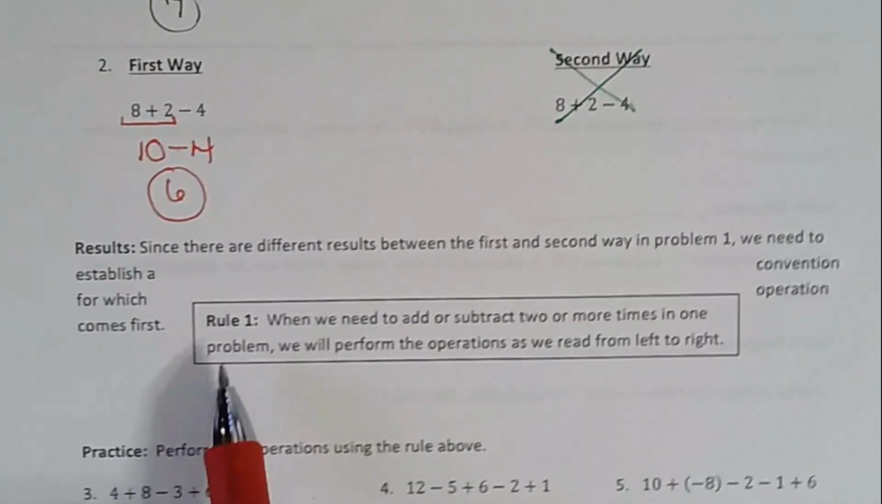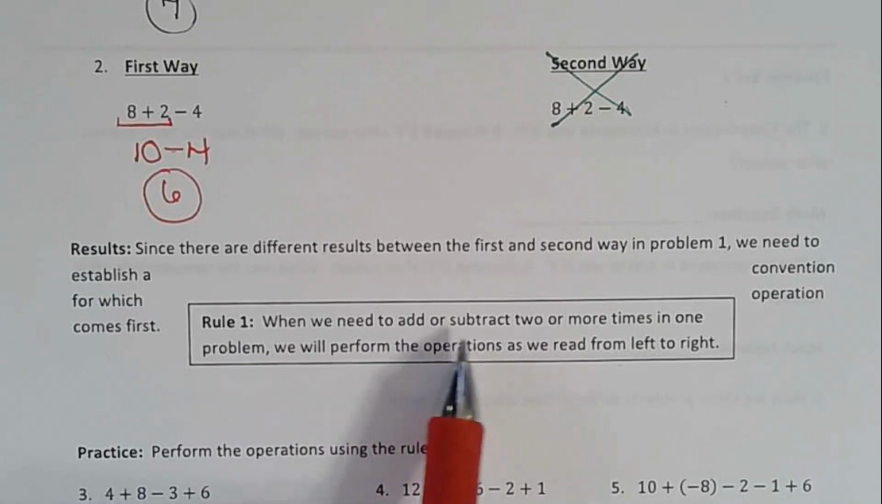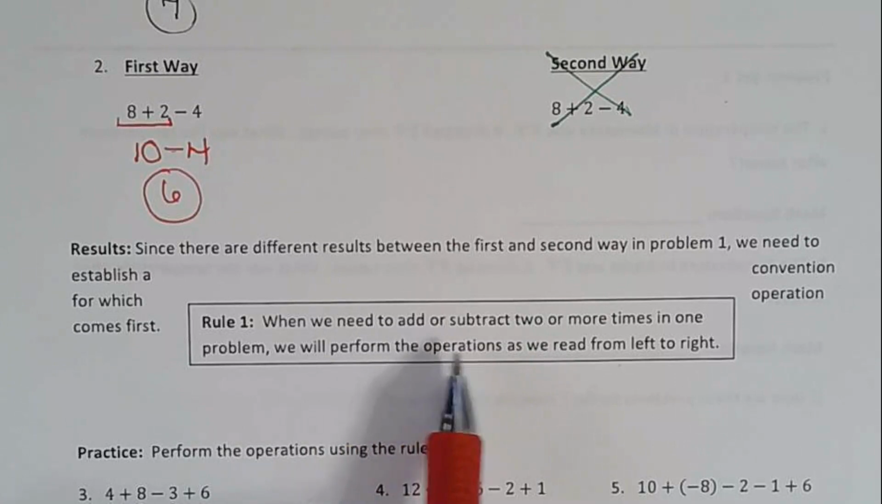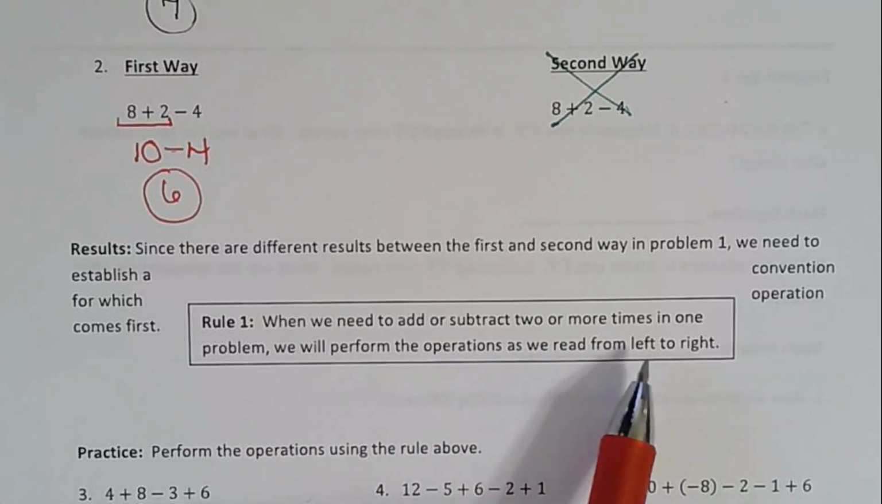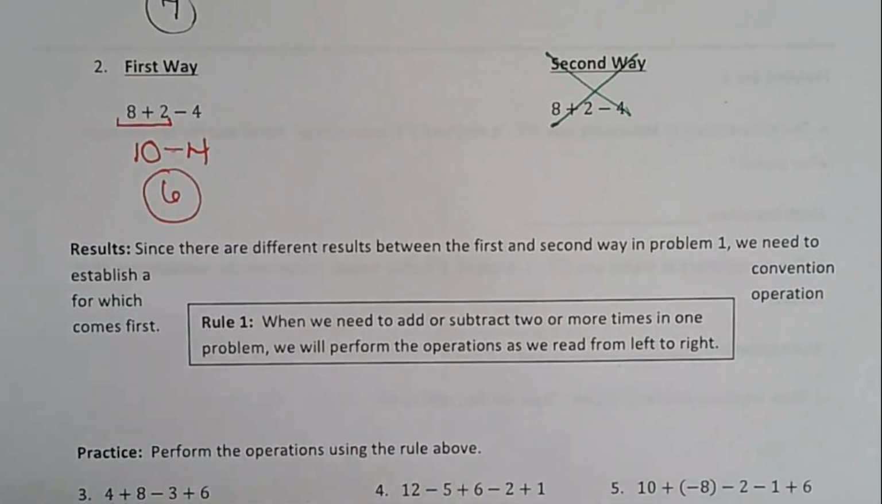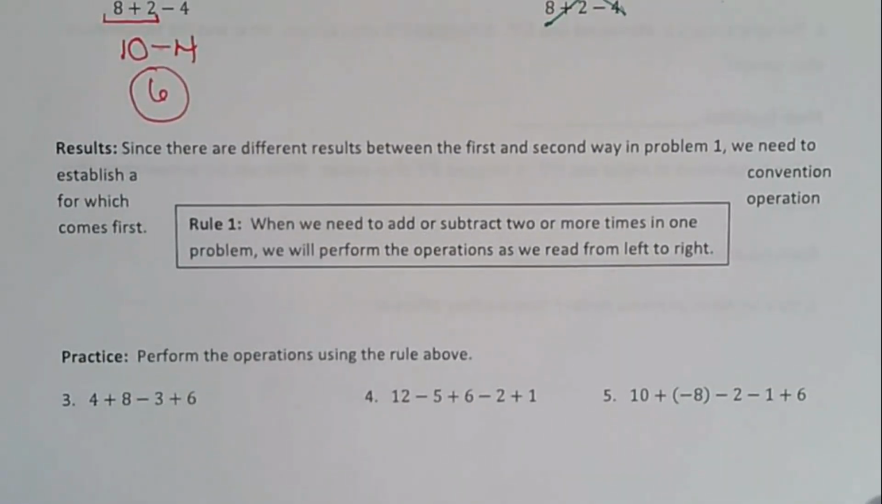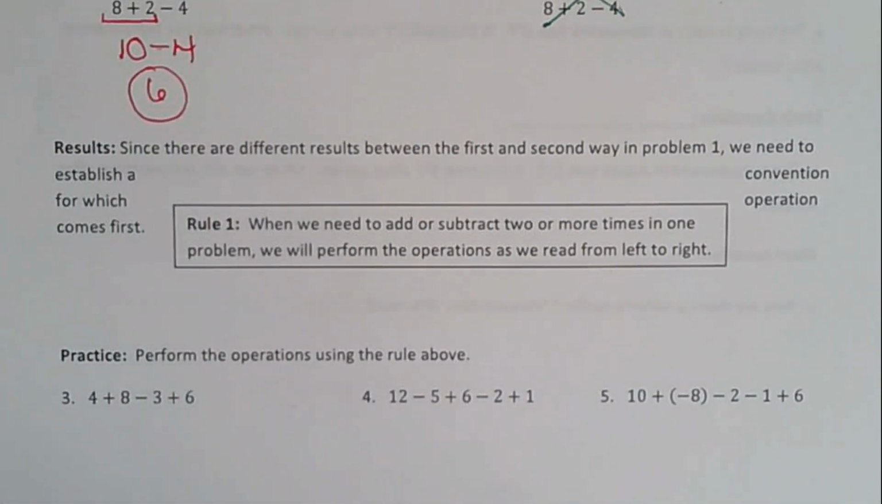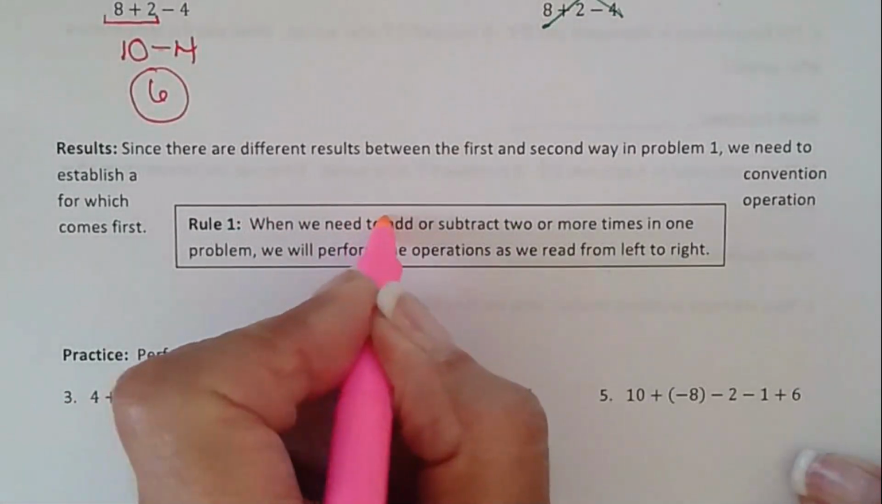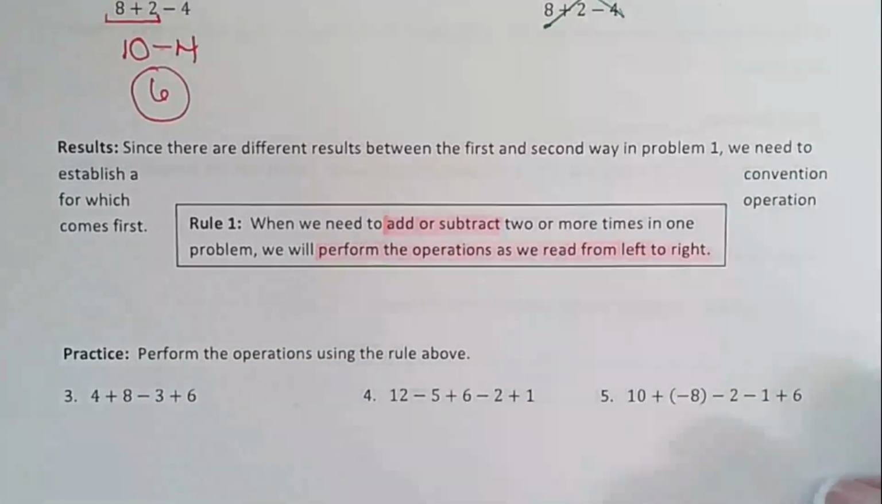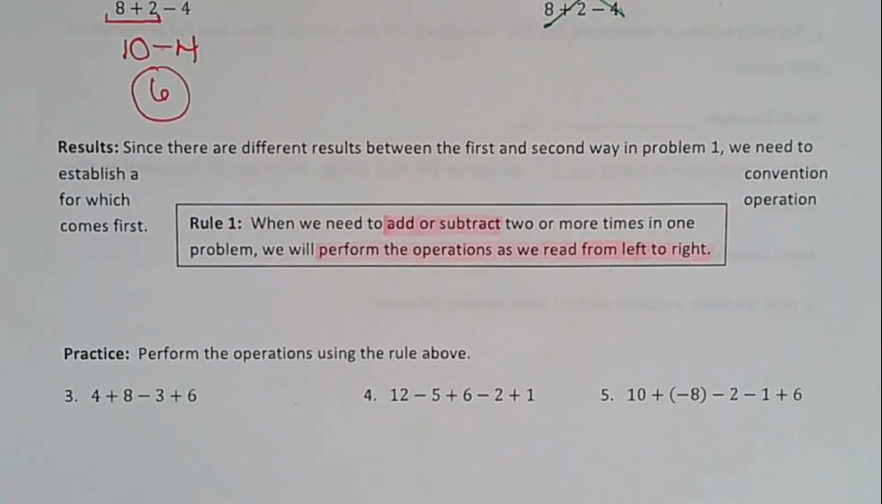So rule number 1, when we need to add or subtract 2 or more times in one problem, we will perform the operations as we read from left to right. And this only pertains to addition and subtraction. Okay, so addition and subtraction are done left to right. So that to me is definitely a highlightable moment there. When we add or subtract, perform the operations from left to right.